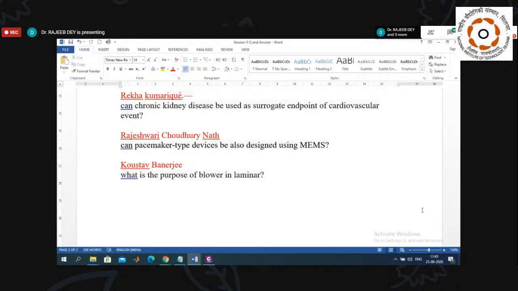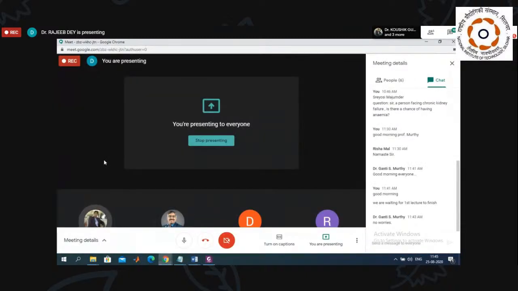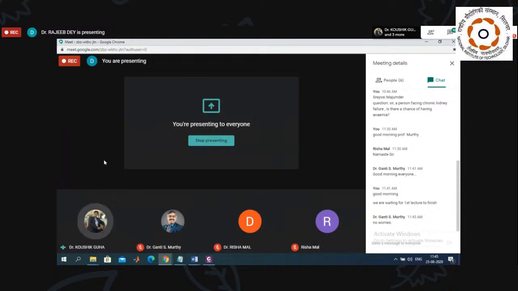What is the purpose of a blower in the laminar flow hood? I could not get this one. The blower means the laminar. Okay, so I will answer all the questions later on. If they are interested, they can send me a mail.